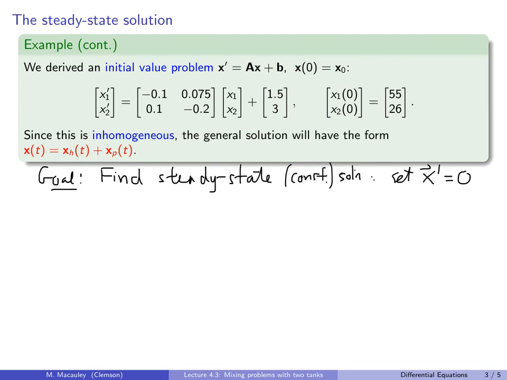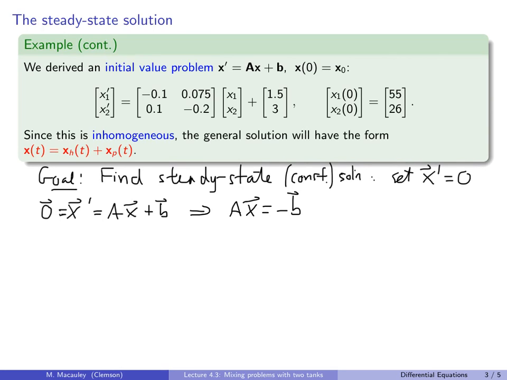So let's suppose that x prime is, let's set that equal to 0. And that, of course, is equal to Ax plus b. So we need to solve this system of equations, Ax plus b equals 0 for x. So let's write this as Ax equals negative b. We can certainly do that, right?